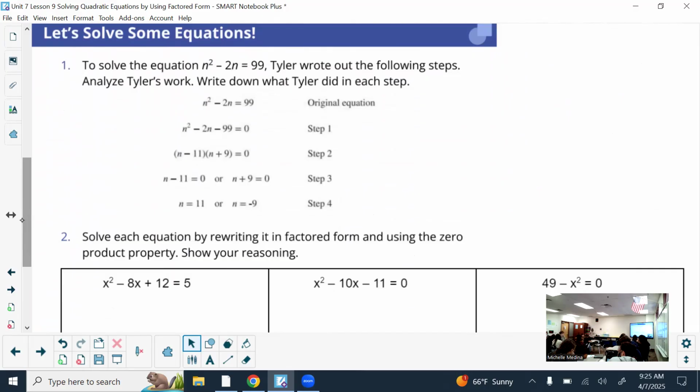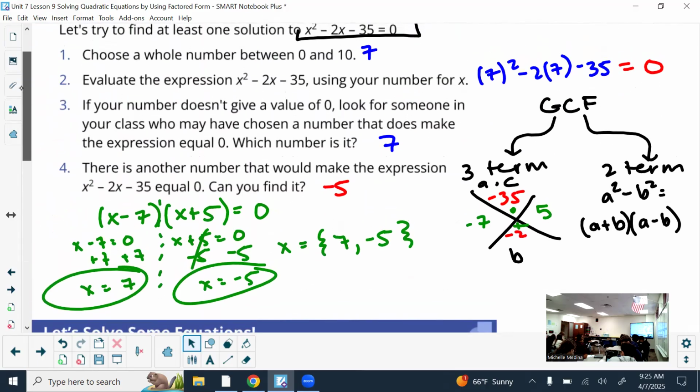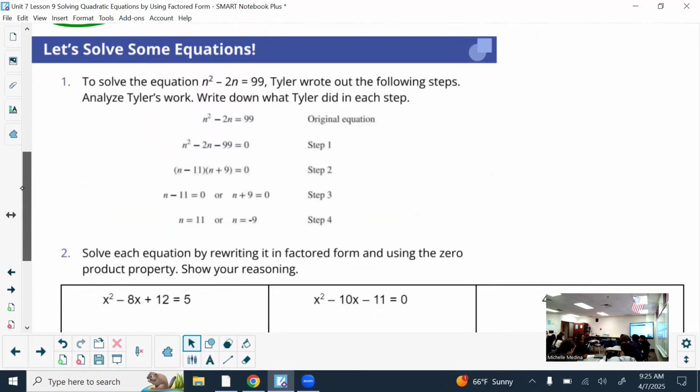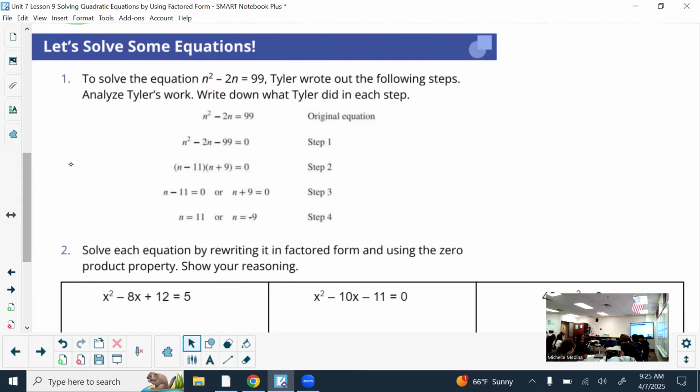We have to see how Tyler wrote out the following steps to solve this equation and analyze his work. We're going to write down what he did in each step. Notice we've just been talking about it and doing it this whole time. Now we're going to give you some steps to memorize and follow. First, take a look at the original equation. Next, see what the difference is from the first line to the second line. What's the difference?